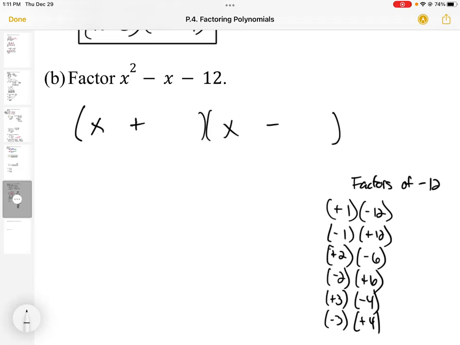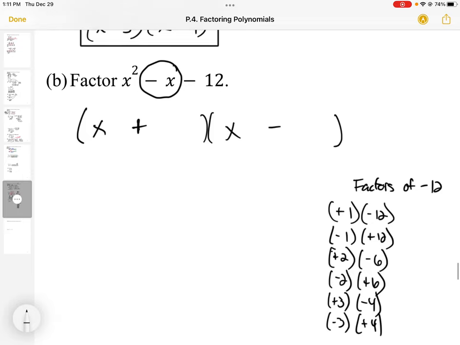Excuse me. And this is what kind of gets people down. Like, oh my God, this is a lot of work. As you get better at these, it goes a lot faster. So what I like to do is look at this middle term and say, hey, that middle term is 1x. And our signs in our binomial are opposite signs.